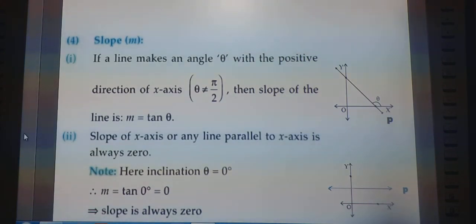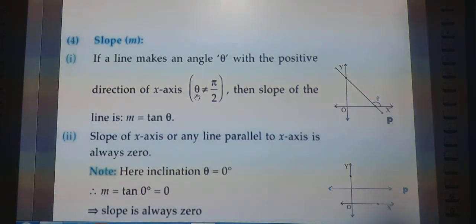Then we come to the point, slope of a line. If a line makes an angle theta with the positive direction of x-axis and theta must not equal pi by 2, then the slope of the line is m equals tan theta. Why have we given here a condition theta not equal to pi by 2?